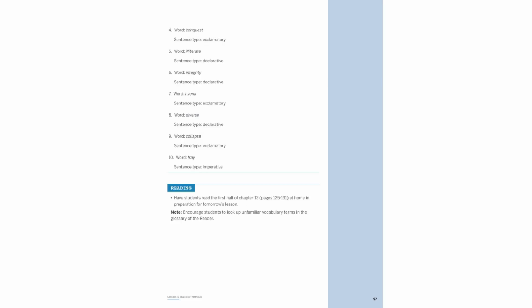Craft sentences using spelling words. Conquest captures triumph. He is illiterate, states a fact. Integrity is vital, emphasizes honesty. Hyena evokes surprise. The community is diverse, highlights variety. Collapse signals urgency. Join the fray, commands action.